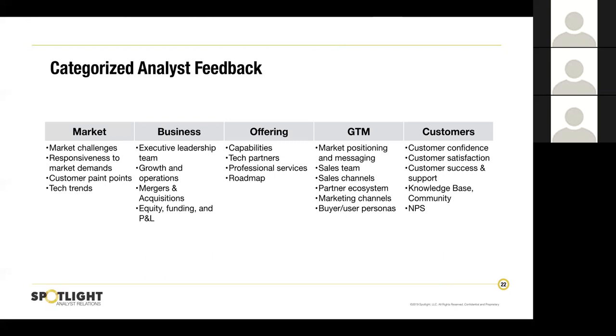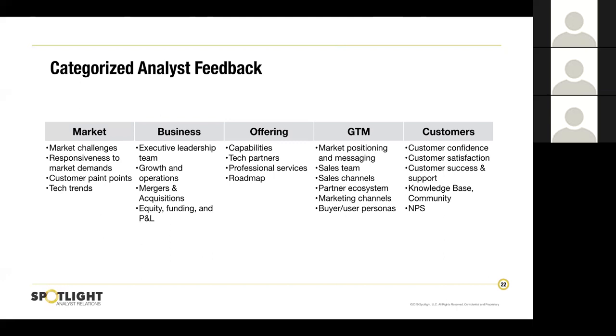The analyst is providing feedback on our market, do we understand it? Our business, what about our executive leadership team? Do they see too much turnover? Do they feel like we're running well? Do they feel like that we're going to be a going concern? They're providing feedback on offering. Do we have the right solution, or do we have something differentiated in the marketplace and valuable?